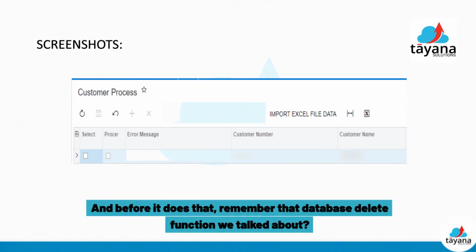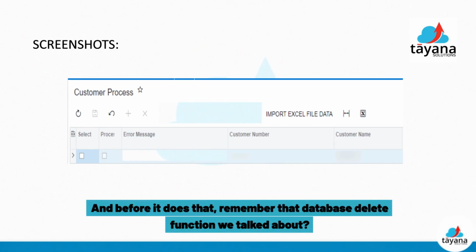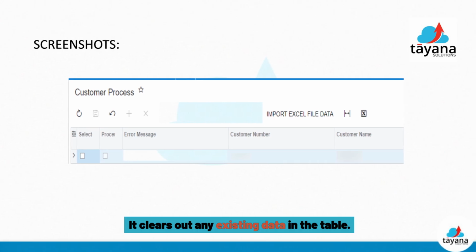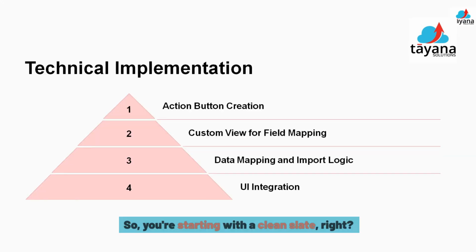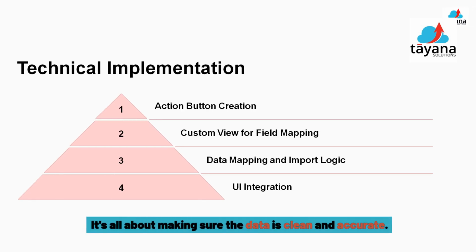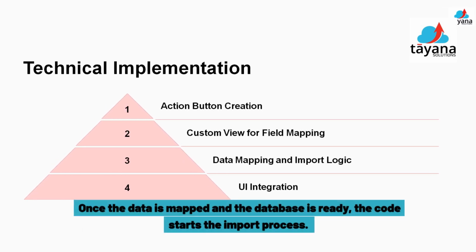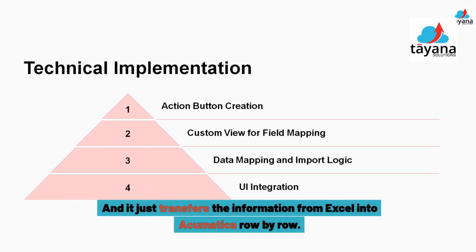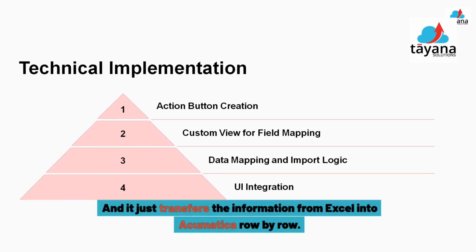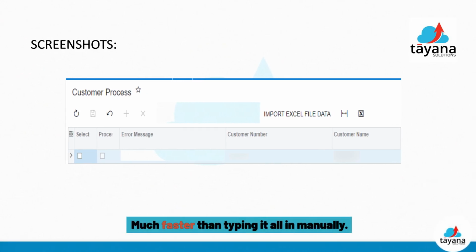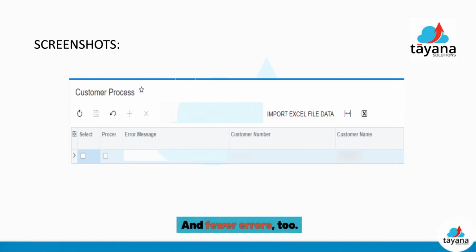Exactly. And before it does that, remember that database delete function we talked about? Yeah. Well, that comes into play here. It clears out any existing data in the table. So you're starting with a clean slate. Right. It's all about making sure the data is clean and accurate. Once the data is mapped and the database is ready, the code starts the import process. And it just transfers the information from Excel into Acumatica row by row. Yep, just like that. Much faster than typing it all in manually. Way faster. And fewer errors, too.